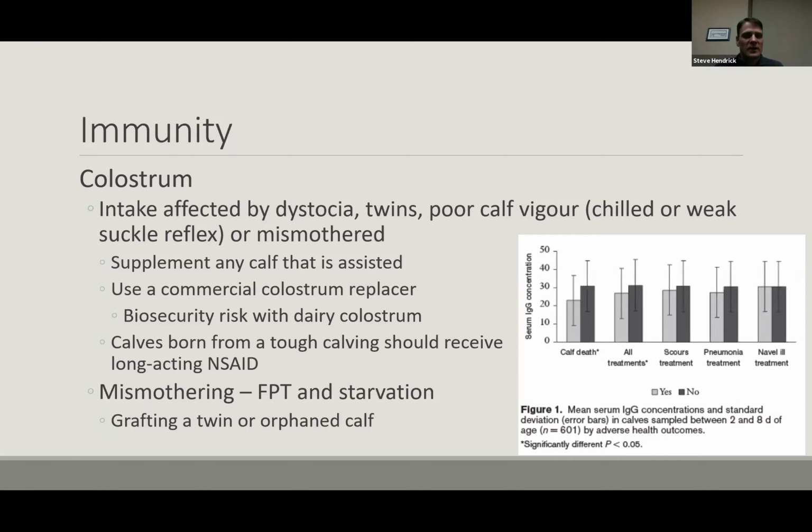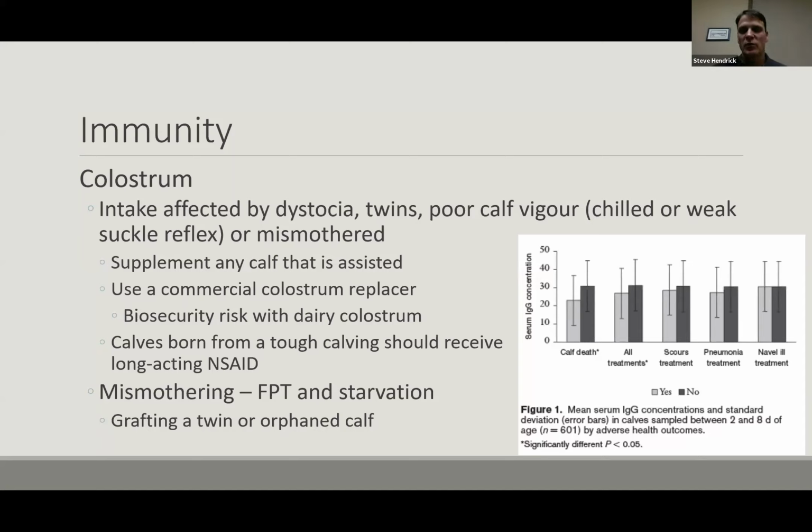In my opinion or experience, I've seen that calves born from tough calvings can benefit from receiving a long-acting non-steroidal anti-inflammatory drug, or NSAID. Common drugs like that would be meloxicam or Metacam, Banamine. Those are some of the trade names or products out there. Basically, those are like ibuprofen or aspirin for cattle, right? And so we use those to try and either reduce pain or make them more comfortable.